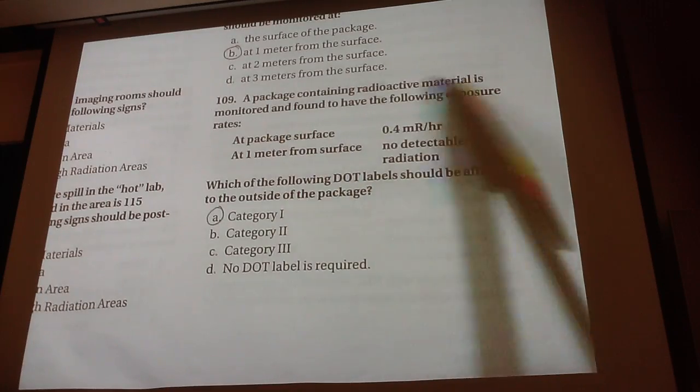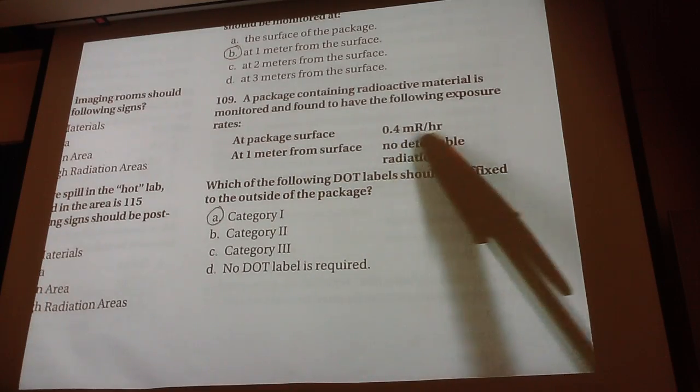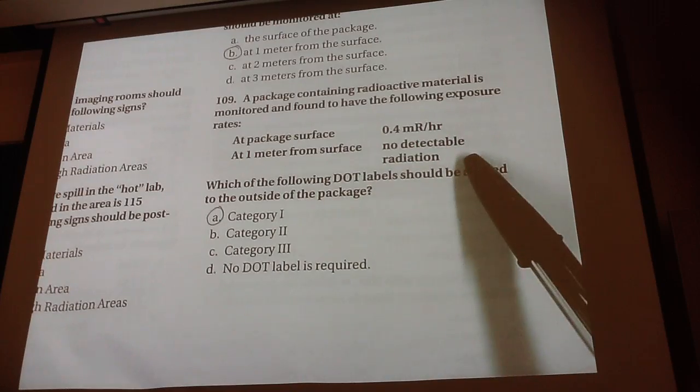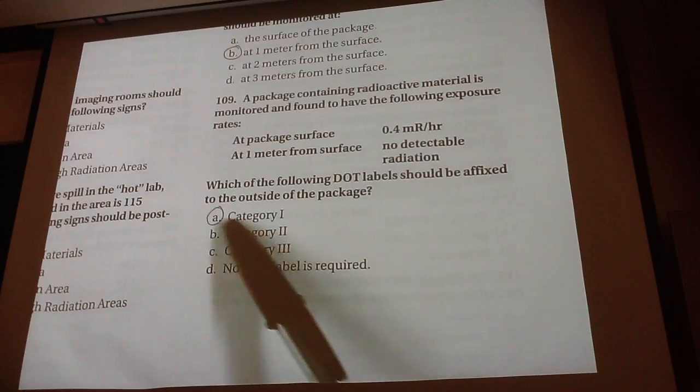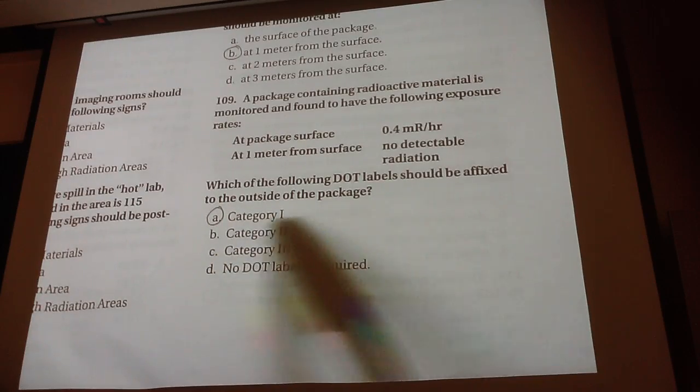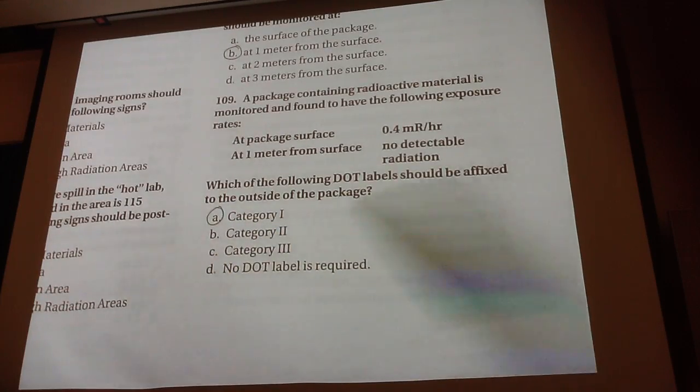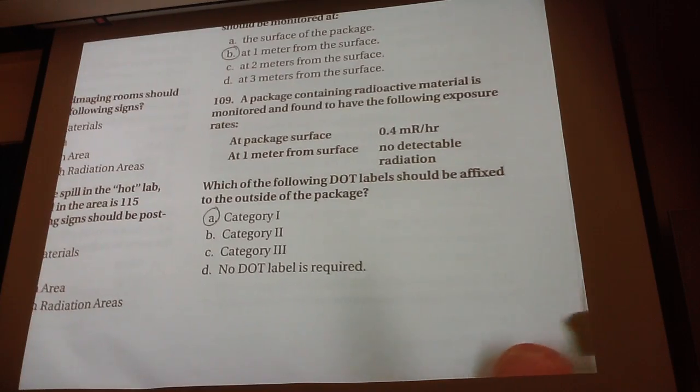Next one here. Okay, at the surface, 0.4 MR per hour. At 1 meter, no detectable radiation. Okay, so that's going to be a white 1. So basically, non-radioactive stuff is shipped to us in a white 1.